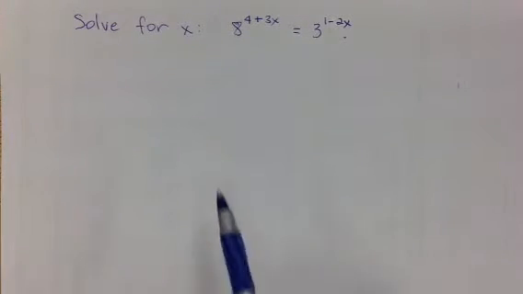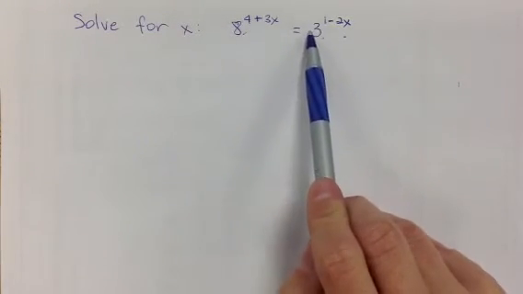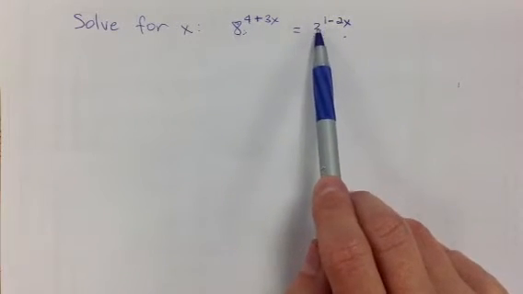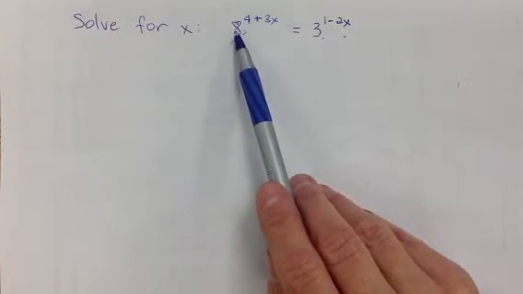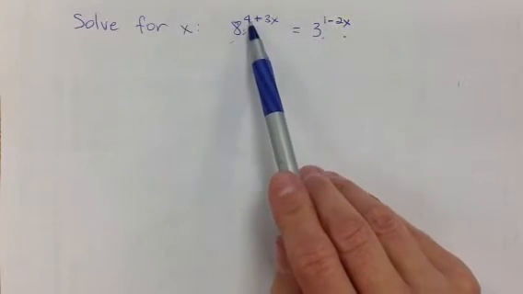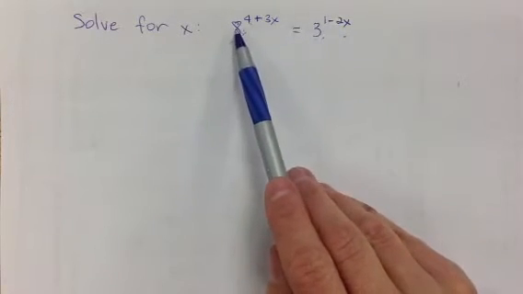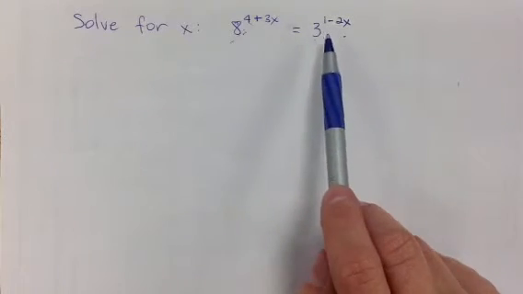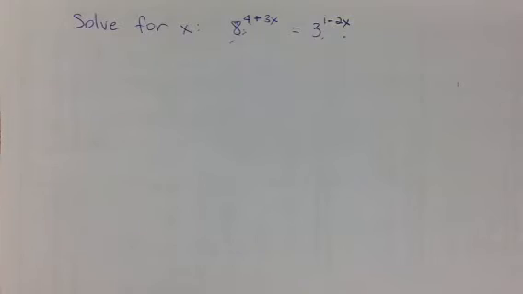Okay, here I have two different bases going on, and if I could write 8, for example, simply in terms of base 3, I would. But I can't, so what I'm going to do is take the log of both sides, and that's going to get rid of the exponents. Normally, the base of the log I would use would be the base of the exponential that's there, but here I have two different bases, so I simply get to pick a base to use. I'm going to use base 8.